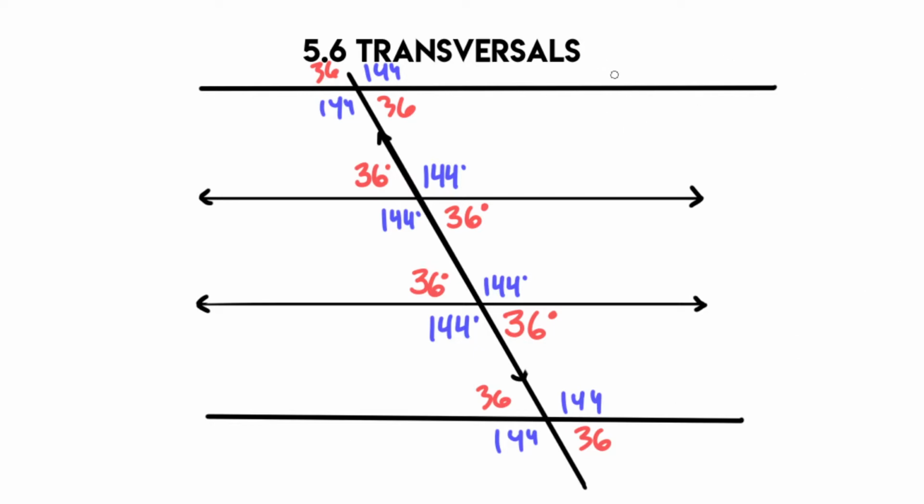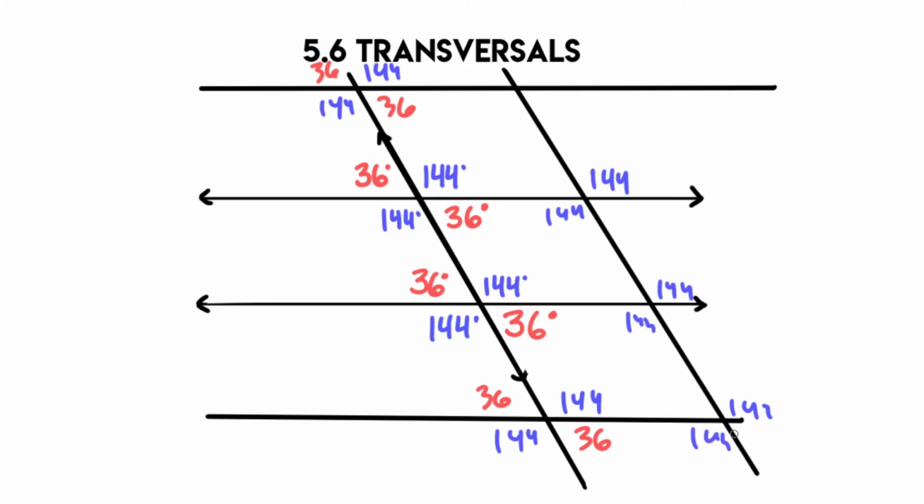Even if I was going to add a second transversal, if the second transversal was also parallel, then this pattern continues. 144, 144, 144, 144, 144, 144. And now my writing is getting more and more sloppy as I go. And then all these little acutes are 36, 36, 36. It does not matter how big this transversal gets. It is always going to be the same two numbers over and over again. Okay? So that is how you can find missing values on a transversal.